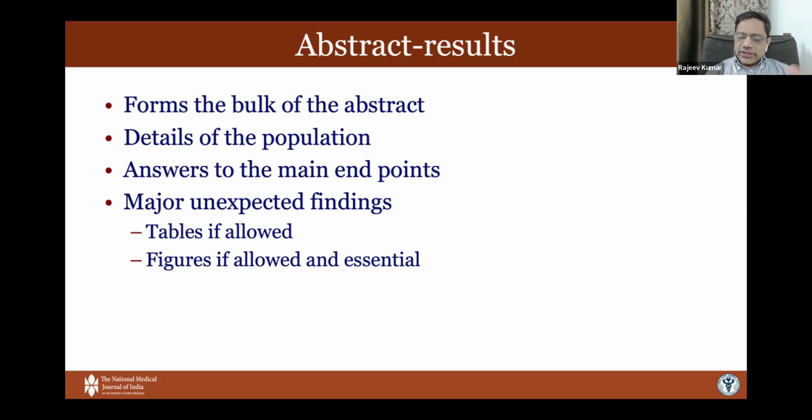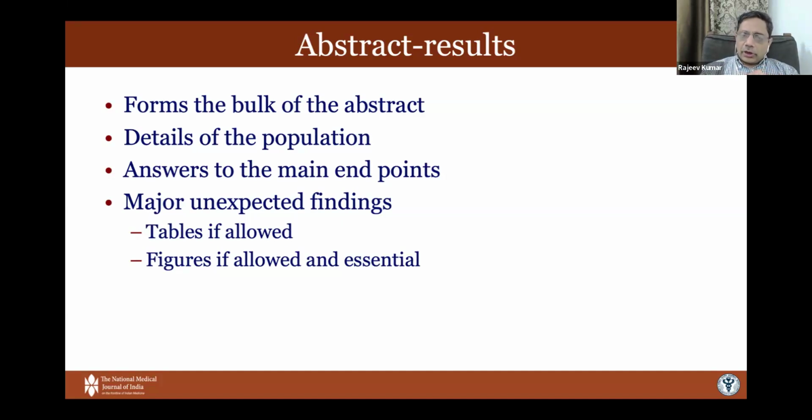If you've said these 4 things in your methods, that I will compare live related from cadaveric recipients on the 4 points, then your results must give answers to all 4 points. Don't miss one of those points out in the results. So that's how you have a checklist for the results. The checklist for the results is, what are the things I have said I will study in the methods? That's what are the outcomes I will assess. All those outcomes must be presented in the results section. That completes your checklist in the results.